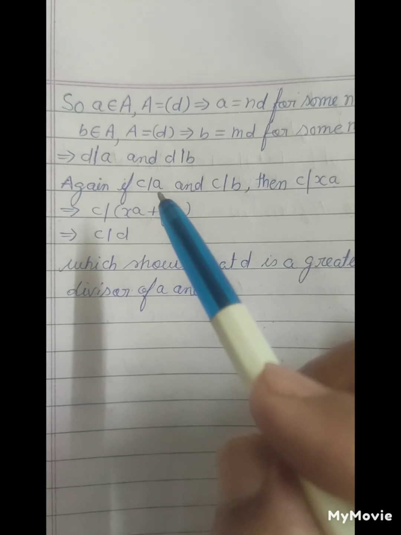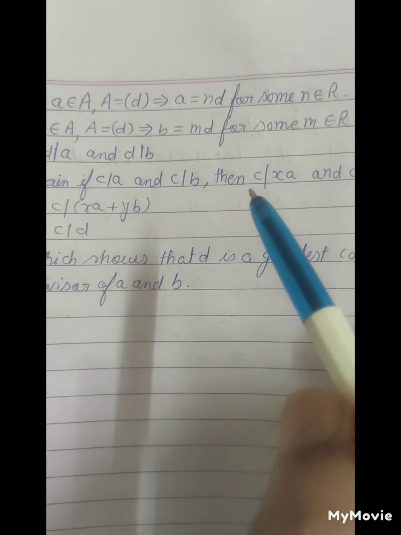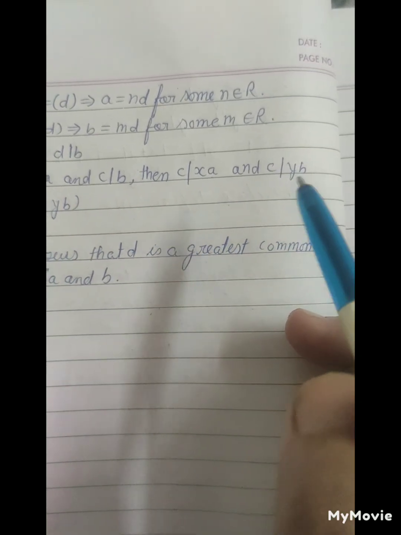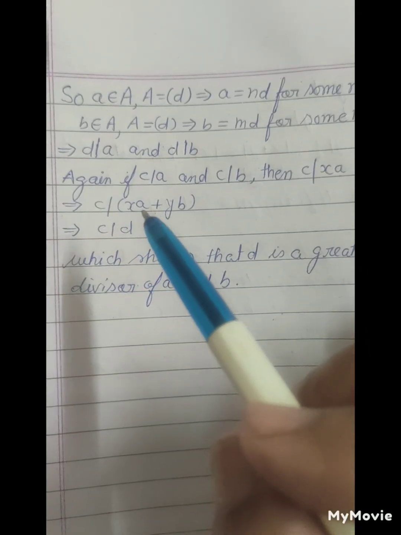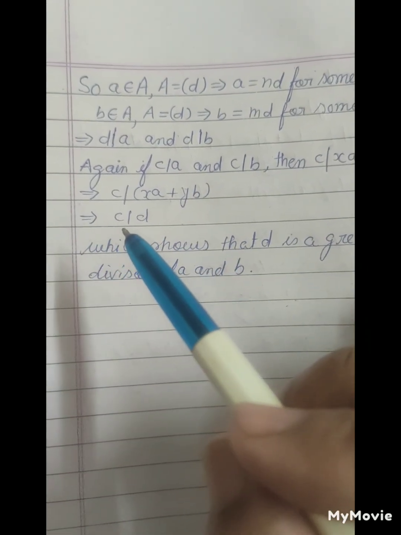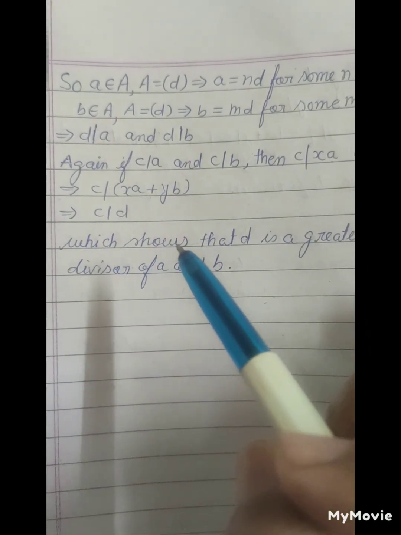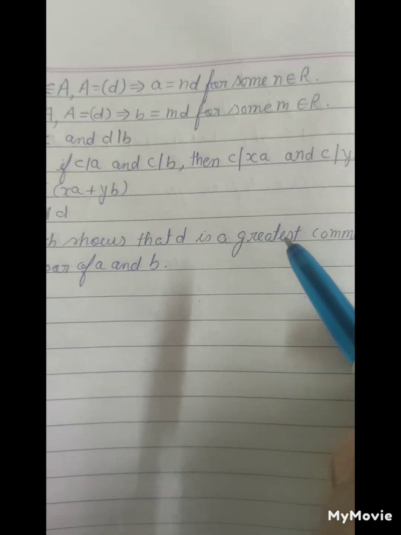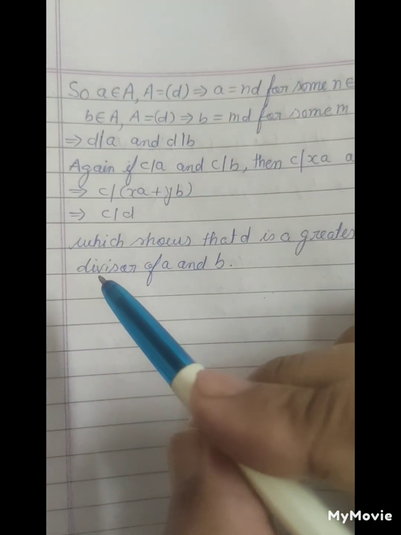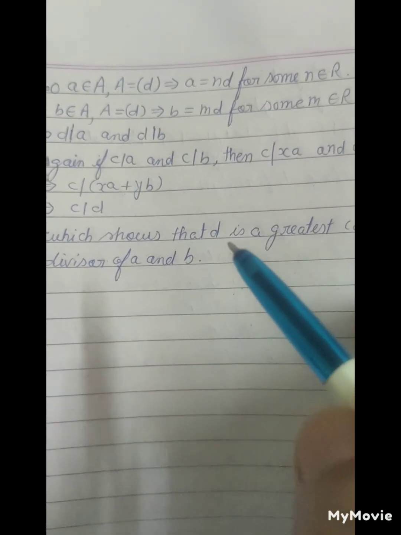Again, if c divides a and c divides b, then c divides xa and c divides yb, which implies c divides xa plus yb, which implies c divides d, which shows that d is a greatest common divisor of a and b.